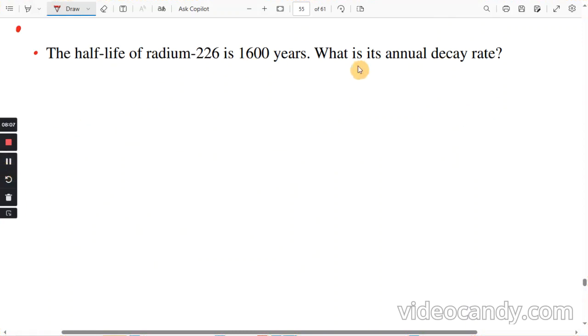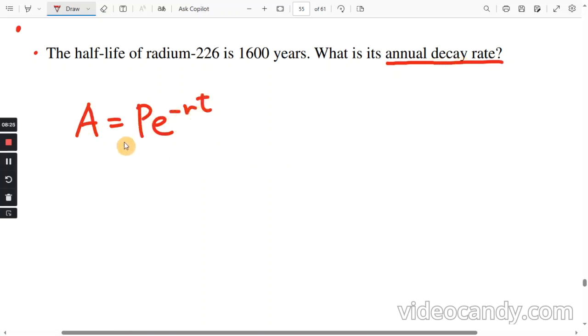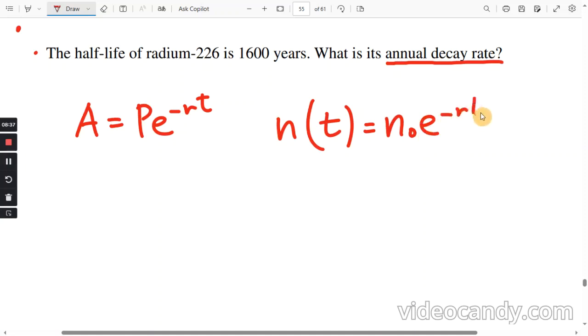All right, here we have a half-life problem, and it has an annual decay. Since this is a population decay, you are going to use A equals PERT, but the RT is a negative exponent because it's a decay. Now, this is for investments or banking, but it's really the same thing. And if you want to use the official population formula, it's N of T equals N sub 0 e to the negative RT. These are both the same, just in different lettering. All right, so please try it.